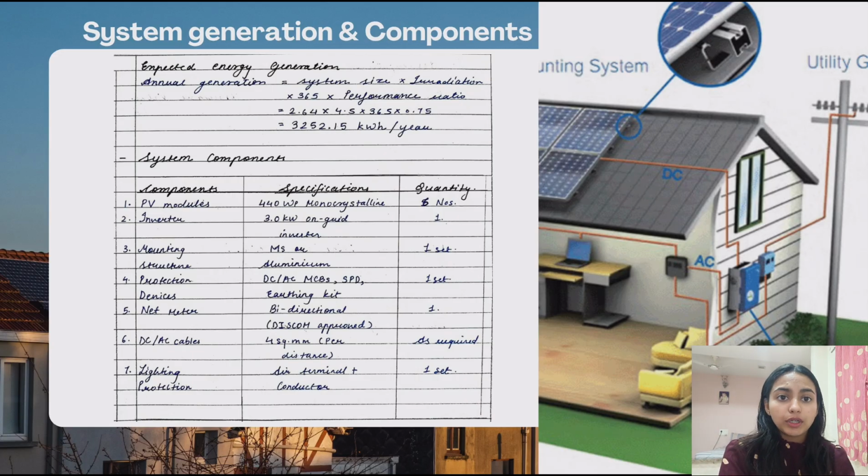We have some components that we have used or we can use, which is 6 solar panels of 440 watt, a 3 kilowatt on-grid inverter, mounting structures, DC and AC cables, protection devices, which is MCBs, SPDs, and earthing, a bi-directional net meter, and lightning protection. Together, these components ensure safe and efficient operation.